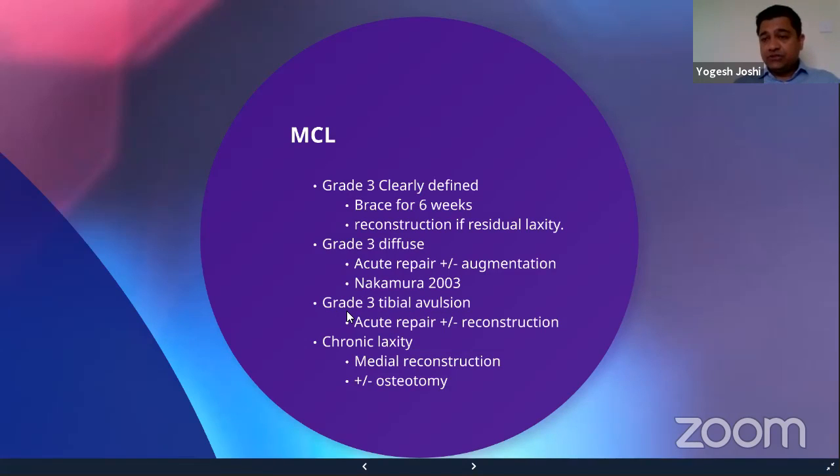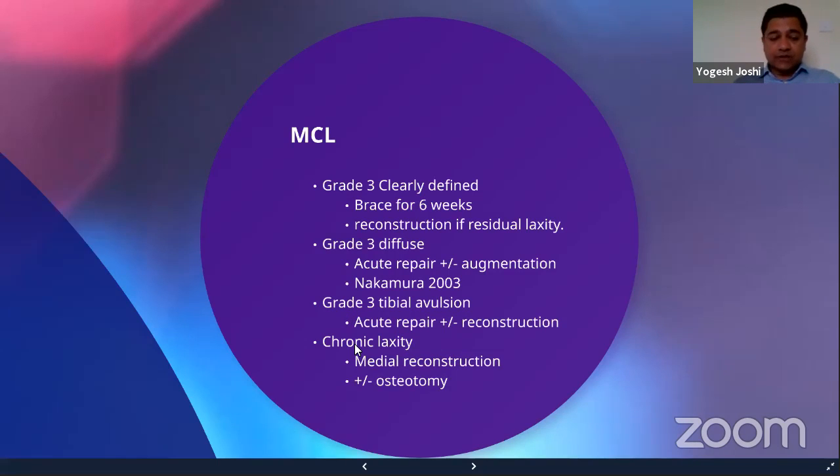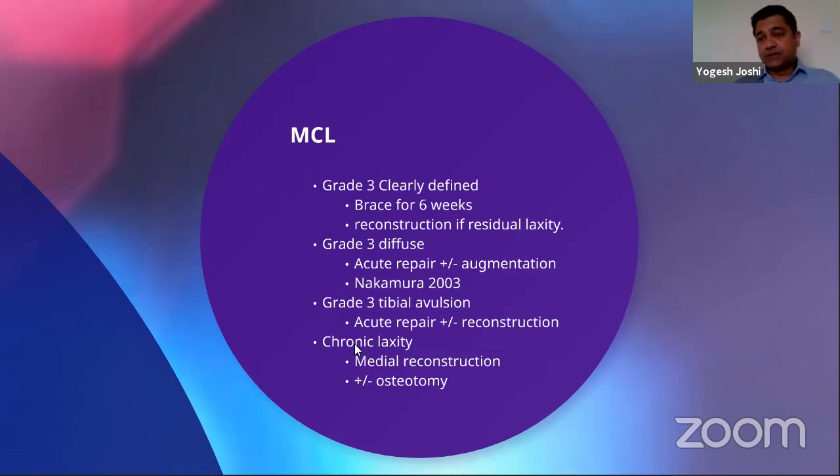If it's a grade 3 injury with a tibial avulsion, and if it's a Stener lesion, then obviously it's not going to heal, and it does require acute repair plus or minus reconstruction. In chronic laxity, if there is residual instability after you have treated it conservatively, then you can do a medial reconstruction. There are case reports with osteotomies for delayed laxity of the medial collateral ligament, but it's for literature purposes. I haven't done any osteotomies for this reason.